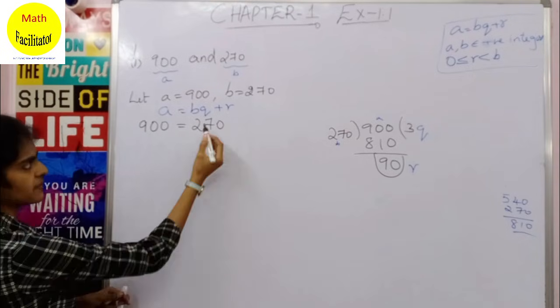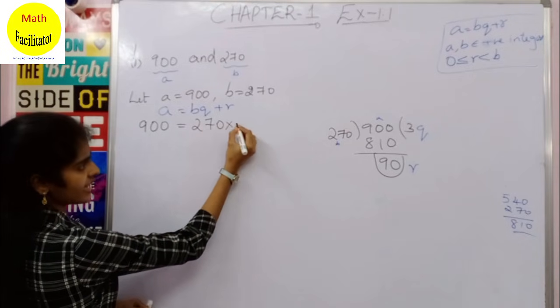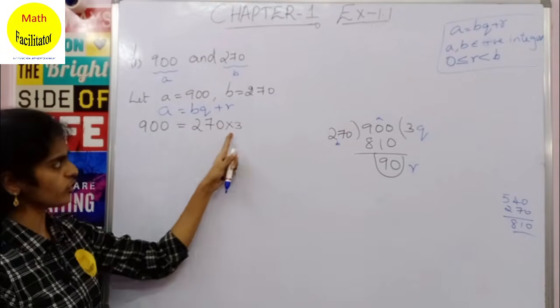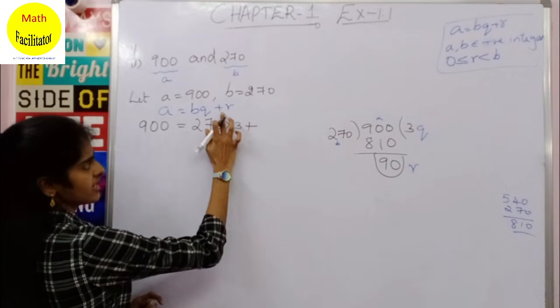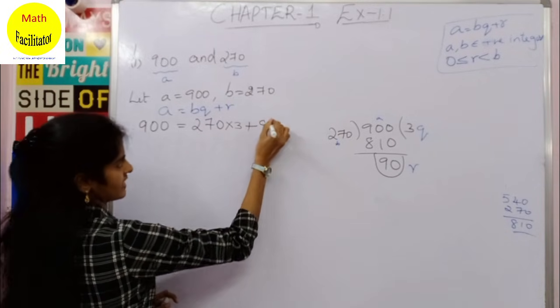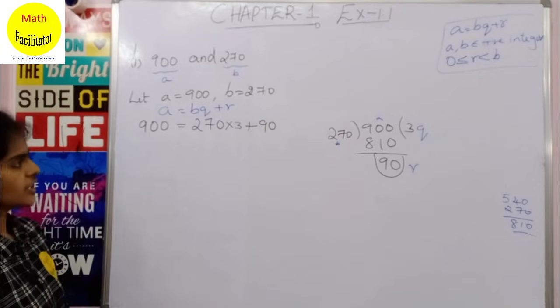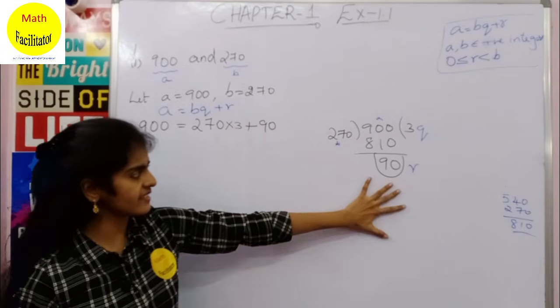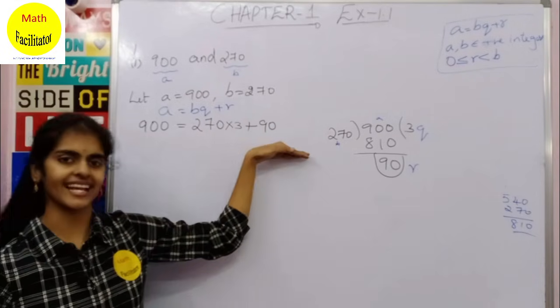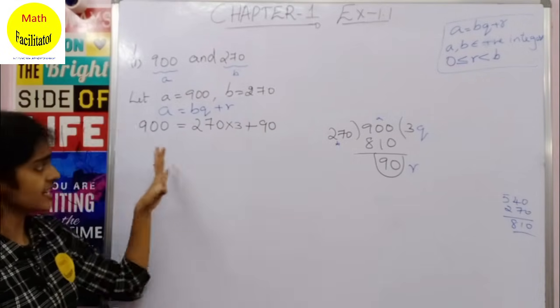In the place of Q, what will you write? You will write 3, the quotient you got. Plus the remainder, which is 90. So you will divide it and write this in the form of Euclid's division algorithm. Clear? Now what is the next step?